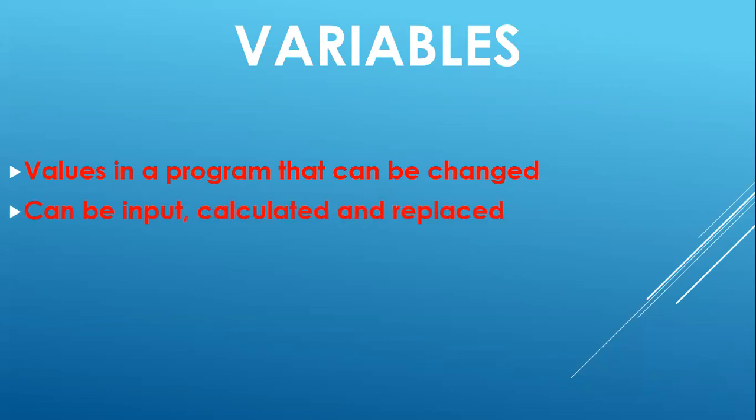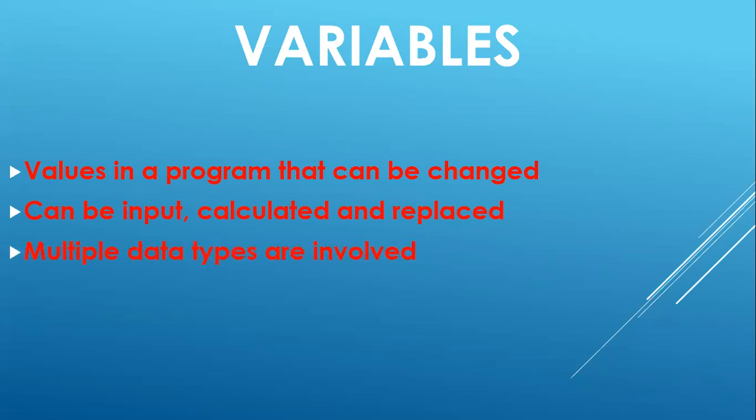The value in a variable can be input, or it can be calculated, meaning it can be the result of any calculation. The value of a variable can be input by the user directly. The value can be the result of any type of calculation, and it will be replaced with another value according to requirement, according to condition. These are the three basic ways to insert a value into a variable, or to change the value of a variable.